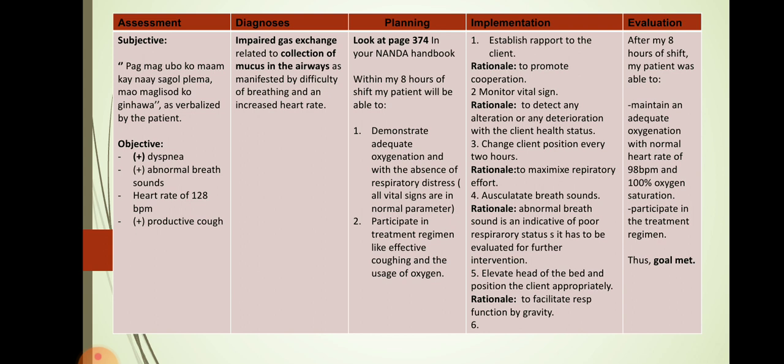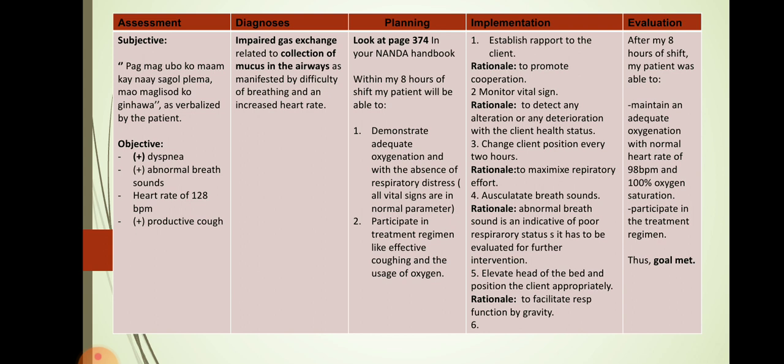Gets? So, your objective data would be what you see in the patient: dyspnea or difficulty of breathing, abnormal breath sounds, and a heart rate of 128 beats per minute, where the normal heart rate is 60 to 100 beats per minute. So 128 is already beyond normal, so it is considered an abnormality or outside of the parameter. And then there is also the presence of productive cough.